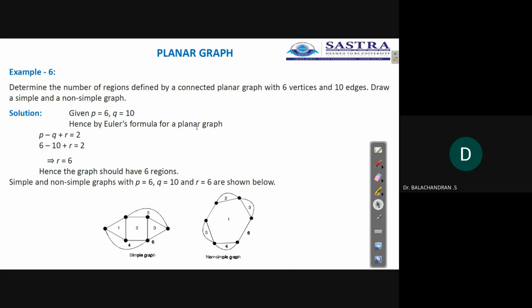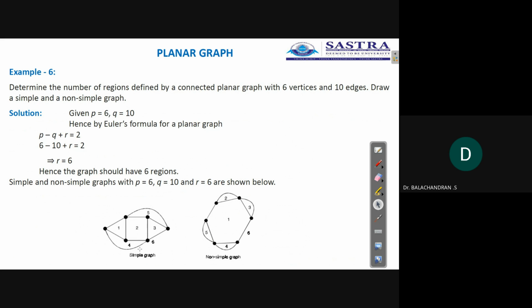So by Euler's formula for a planar graph, P minus Q plus R equal to 2. What is P? 6. Q is 10. R we need to find out. So from this you can easily find R, because this is minus 4. So R equal to 2 plus 4, 6. So the region is 6. So using P equal to 6, Q equal to 10, R equal to 6, we need to draw a simple graph and a non-simple graph.